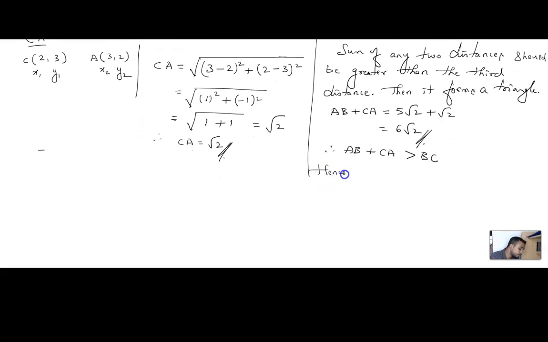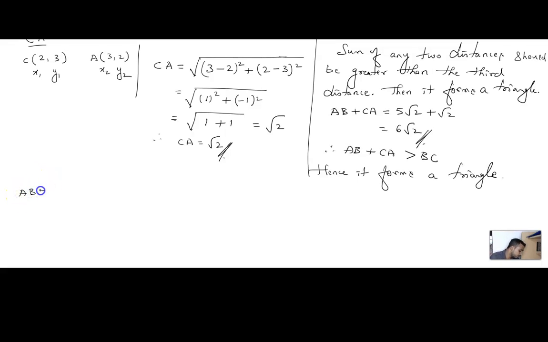Hence it forms a triangle. If it forms a triangle, what was the question? Name the type of triangle formed. We have to tell which type of triangle is formed, right? So to tell which type of triangle is formed, see children, what were the answers we got just now? What was the AB answer? Can you tell me?